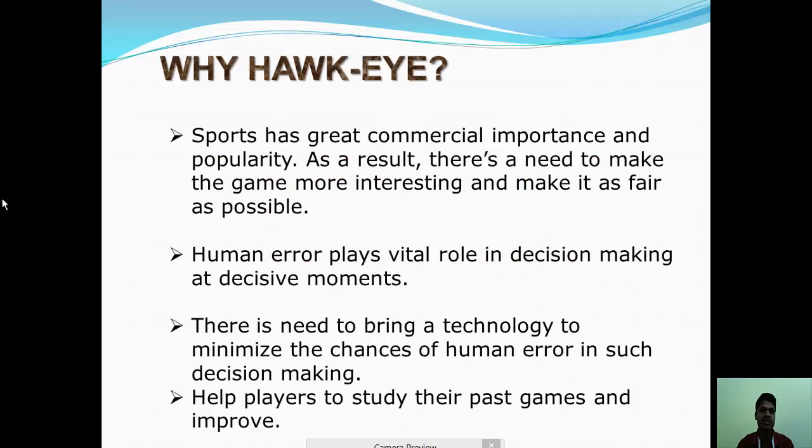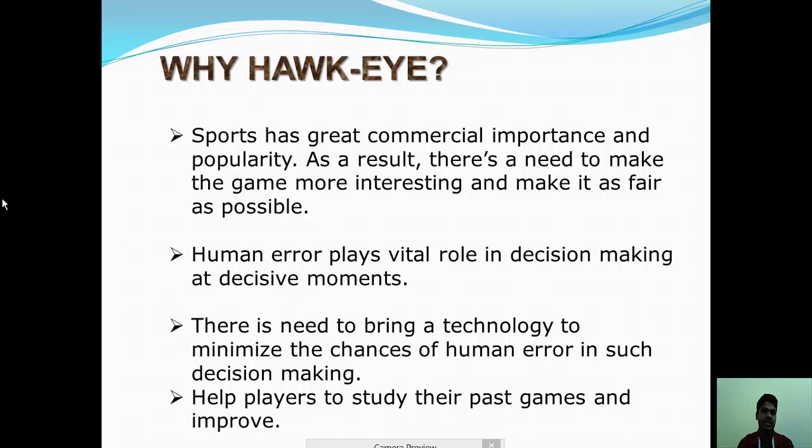The very next question that arises is: why Hawkeye? In order to answer these questions, let us consider a situation in the sport called cricket, where there is a match going on between India versus Pakistan, where India requires another 2 runs to win the match with 1 wicket remaining and 1 over remaining, and Pakistan requires 1 wicket to win the match.